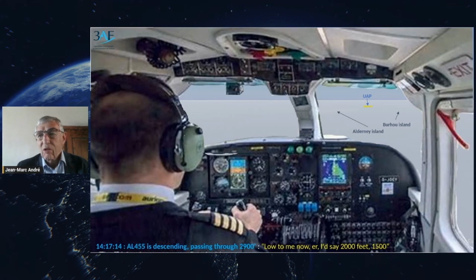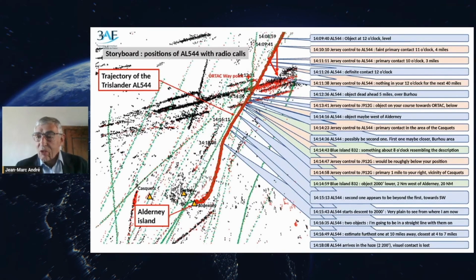Weather conditions are fair, the sky is cloudy, but horizontal visibility is good. There is a layer of haze at 2,000 feet below the aircraft. The view on this slide reconstructs the condition of light and visibility at the time of the event. And you can hardly see Alderney and the islets west of Alderney. The pilot contacts the air traffic controller of the Jersey control zone. Until he loses sight of the UAP, he exchanges information with him to try to identify the phenomenon. Better still, the controller involves other crews in flight to participate in this kind of hunt.